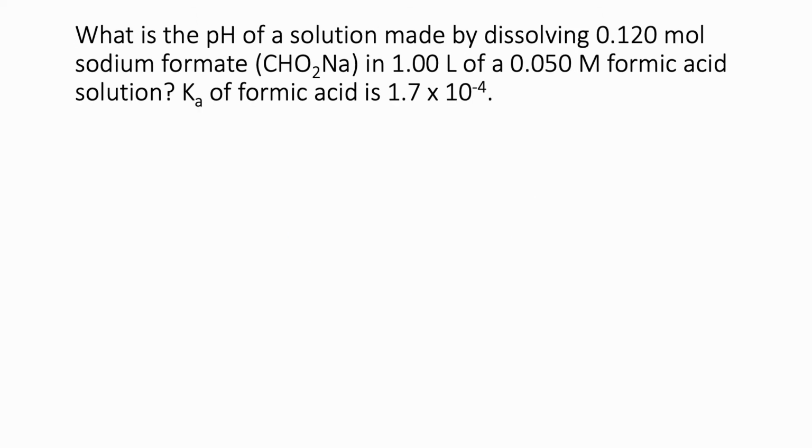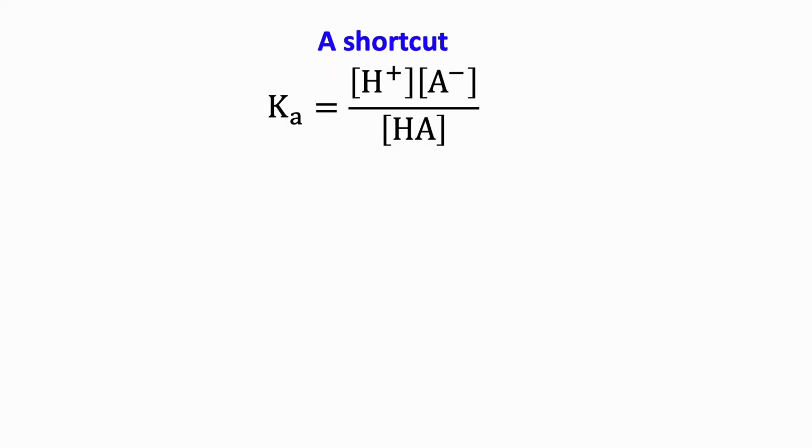So what we're going to do now is look at a buffer system that has both an acid and its conjugate base in the same solution. And if this problem looks familiar, that's because this is the exact same problem that we did when we talked about solutions with common ions, formic acid and sodium formate. So if you remember, we did that the long way by writing out an ICE table and calculating the pH, but I'd like to show you a shortcut.